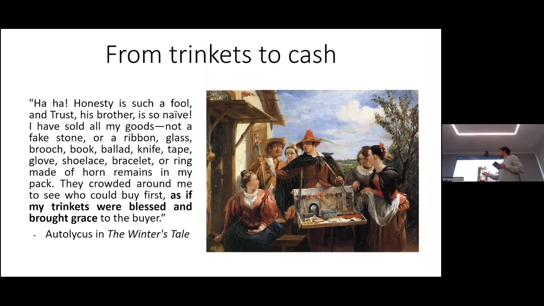And this is a trope. For example, in Shakespeare's play The Winter's Tale, the character Autolycus is a dishonest merchant who tricks people into buying his worthless jewelry, shells, and different items, especially the vain women who only know how to consume superfluities of decoration and bauble. A lot of the sources also refer to baubles and trinkets. Ribbon, glove, brooch, ballad, knife, tape, et cetera. They crowd around me as if my trinkets were blessed with what graces the buyer.